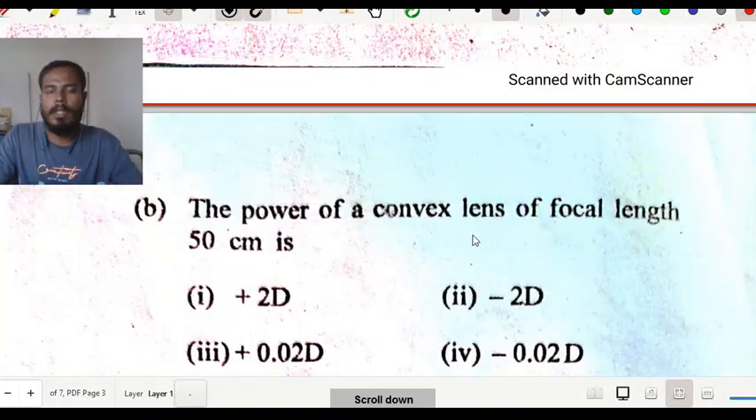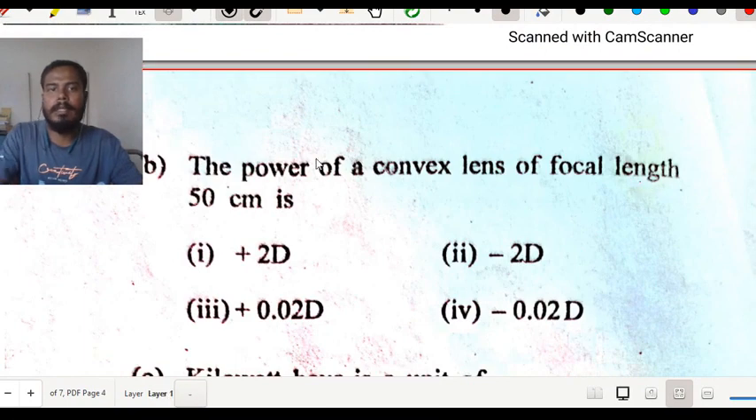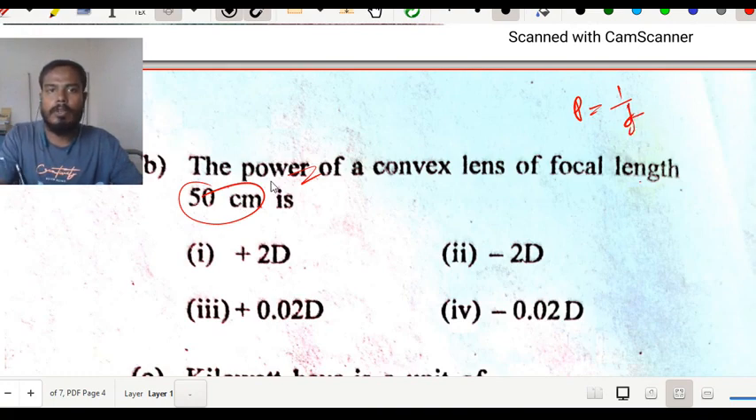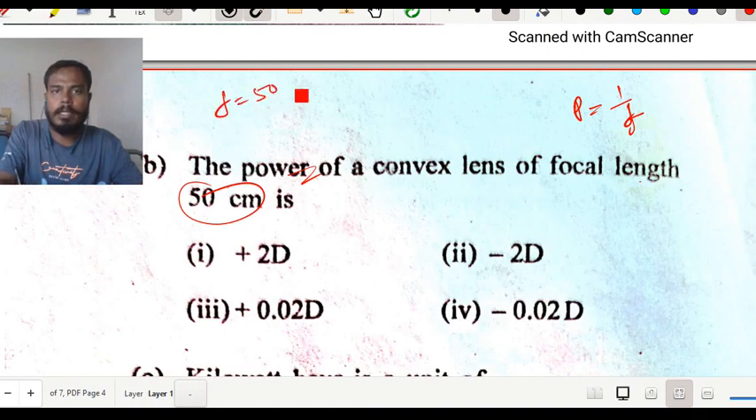Next question: the power of a convex lens of focal length 50 centimeter. We have to find out the power. The power of a lens is P equal to 1 by F. This is the formula. But remember that the unit of the focal length here should be in meter. So the focal length F equal to 50 centimeter, so then it should be in meter, right? So you have to divide it by 100.